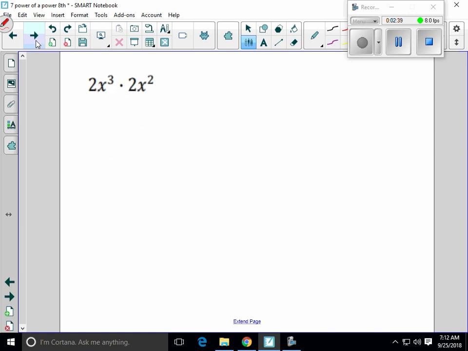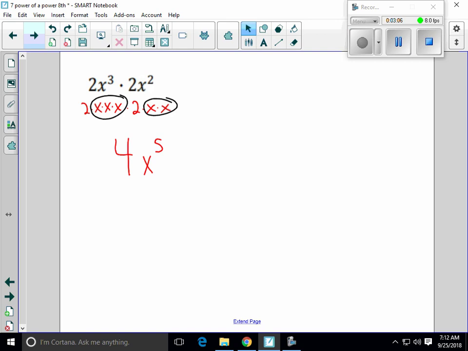And one more multiplying problem. 2 times 2 is 4. X to the third times x squared is x to the fifth. Remember where that comes from. If I expand it, and I look at all my like bases, I'll have x multiplied by itself 5 times. That's where x to the fifth comes from.